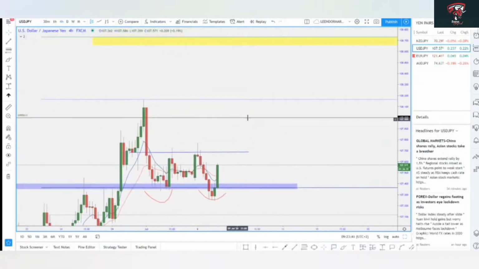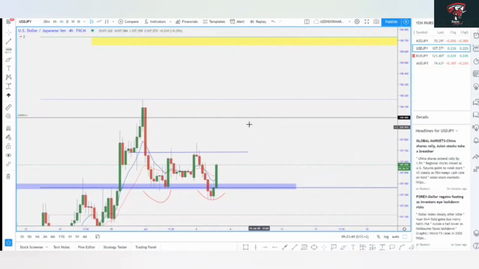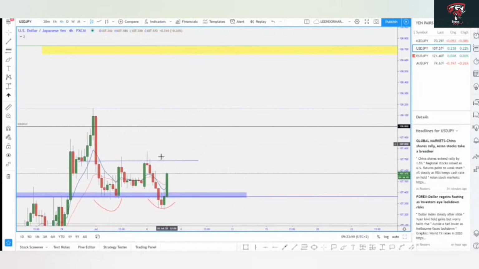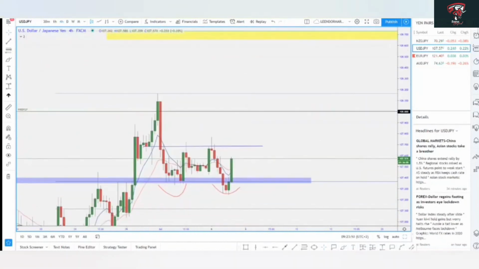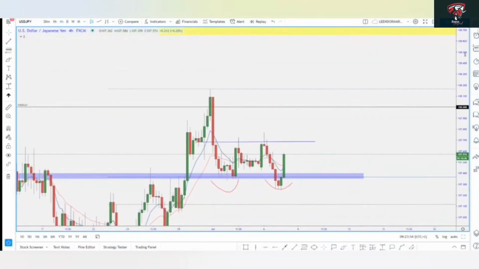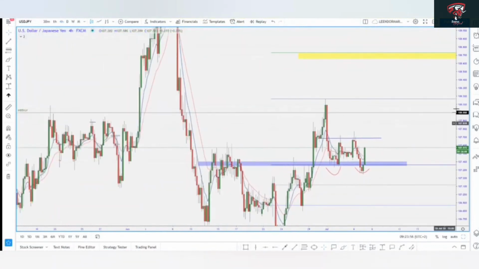Then we target this level as the first level, because we know from the weekly that 10800 is a very strong level. However, our Fibonacci tells us that we are going to break above this level. So what we're looking at right now is that we're going to come and break above that level.